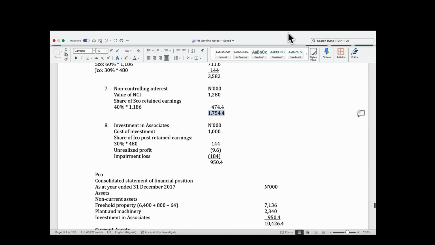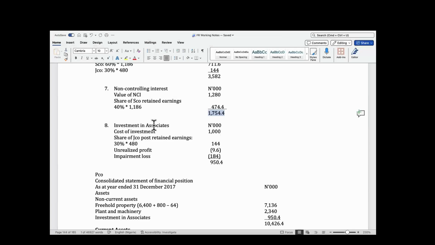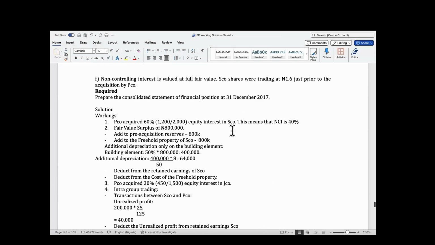Then my investment in associates, which is my carrying amount of investment in associates. I get my cost of investment, which is 1 million. This is it. This is 1 million.